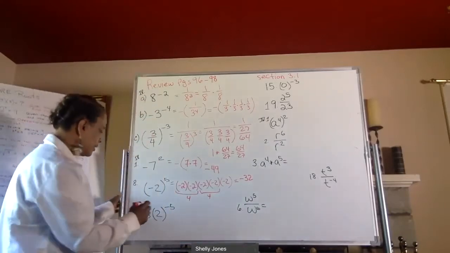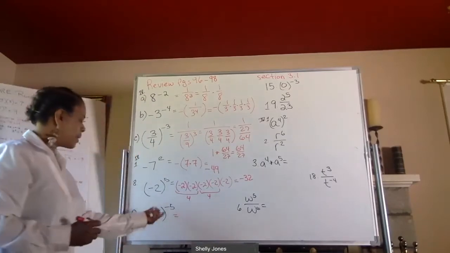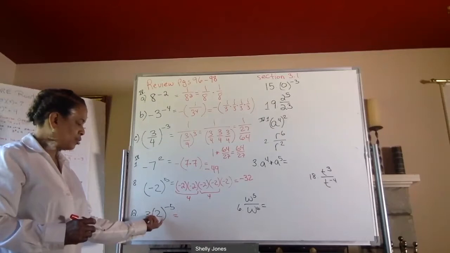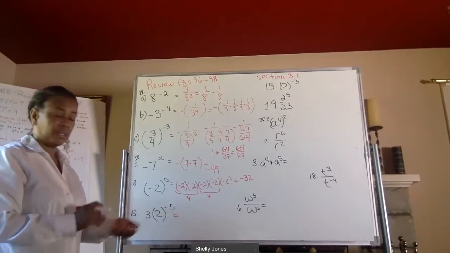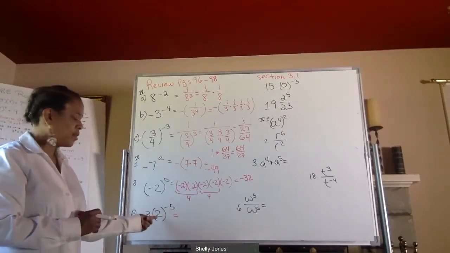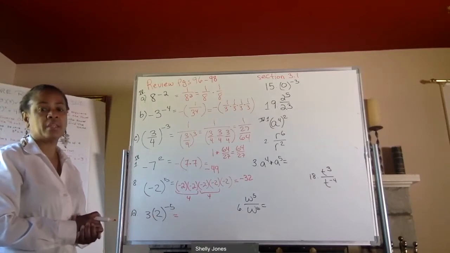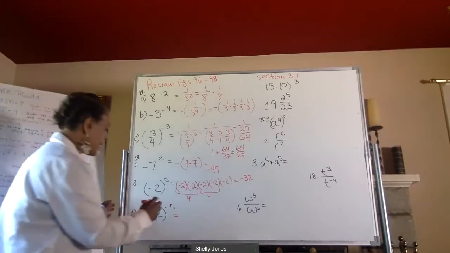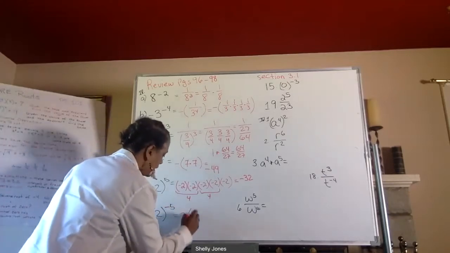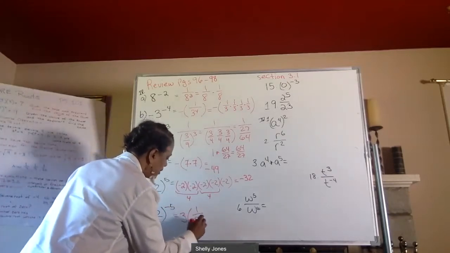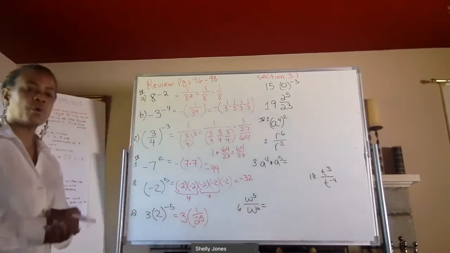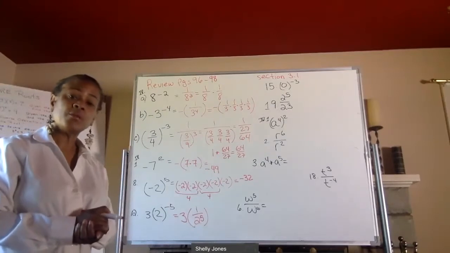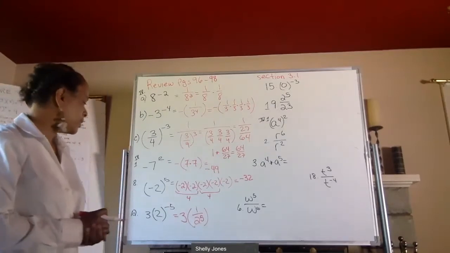Okay, the last one. Again, this says 3 times the parentheses 2 to the -5. So the -5 only goes with what's in the parentheses, and that's a 2. So that's 1 over 2 to the 5th. So the 3 I still have, and then 1 over 2 to the 5th. As you're working through these, you've got to be thinking about those rules for negative exponents.